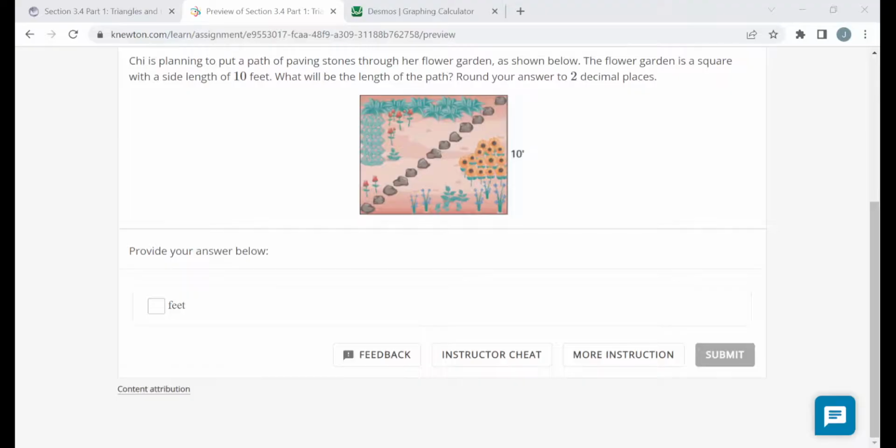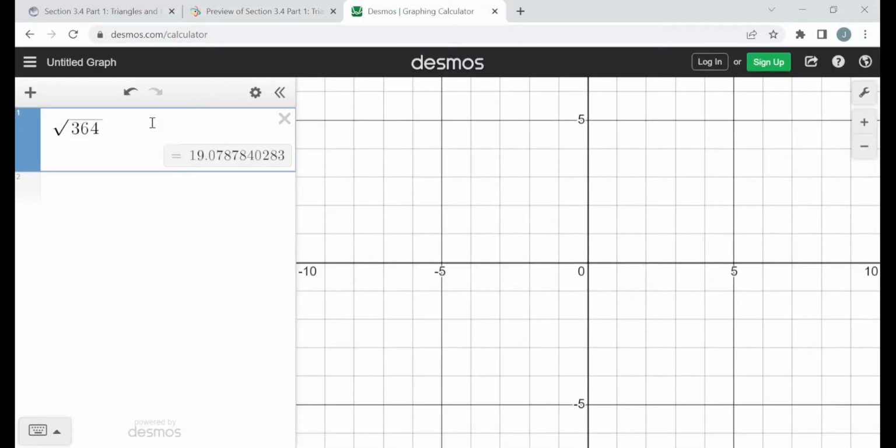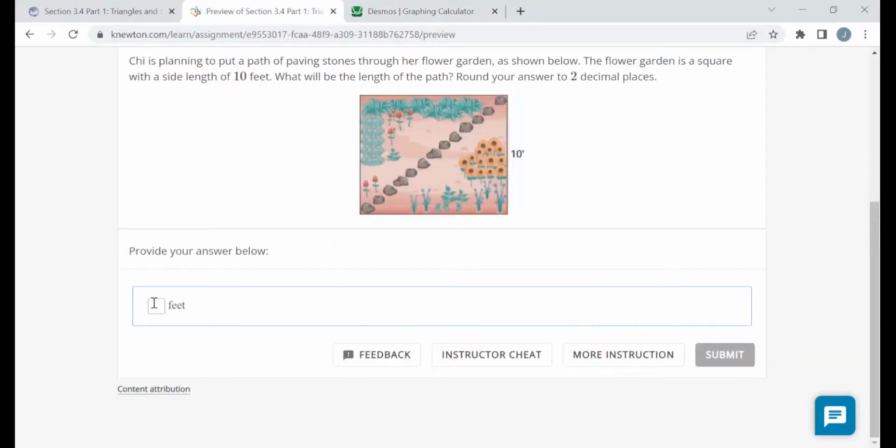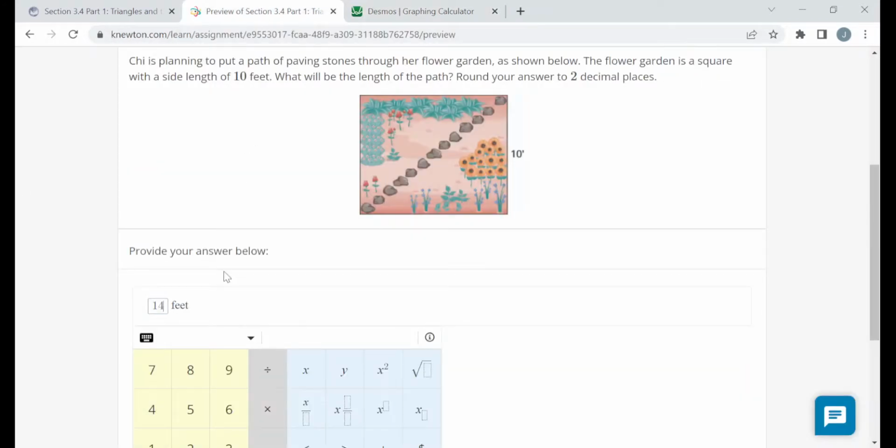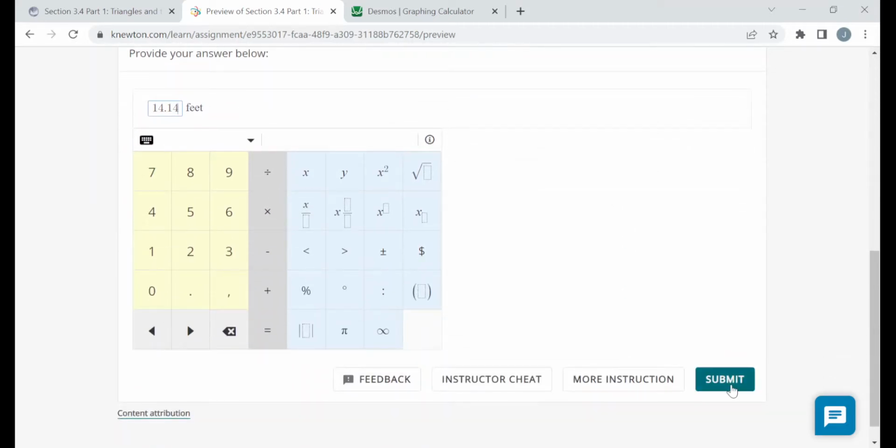Right, so I'm going to go to the Desmos calculator, and then instead of square root of 364, I just change that to the square root of 200, and it's 14.142. So rounding to 2 decimal places, I'd keep that 14.14. So the length of the path there across that square is approximately 14.14 feet.